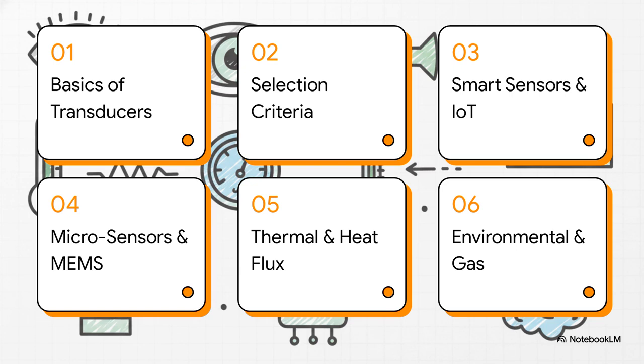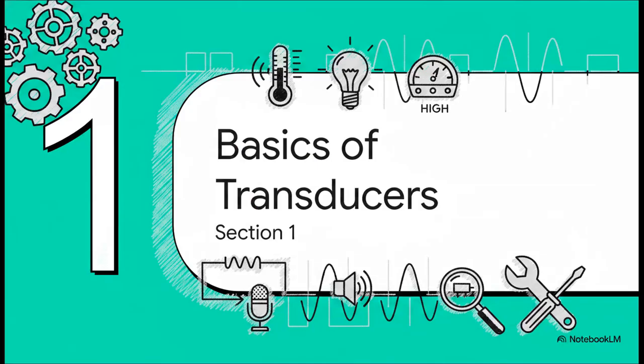Here is our roadmap for this explainer. We're going to cover: 1. The basics of transducers. 2. Criteria for sensor selection. 3. Smart sensors and IoT. 4. Microsensors and MEMS. 5. Thermal and heat flux. And finally, 6. Environmental and gas sensors. All right, let's jump right into Section 1, the basics of transducers.